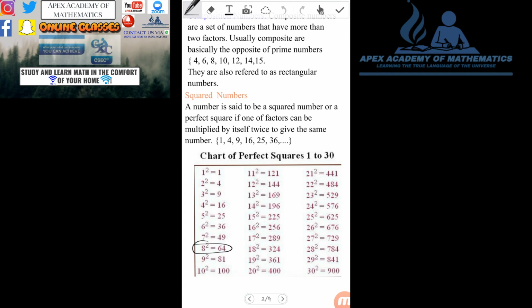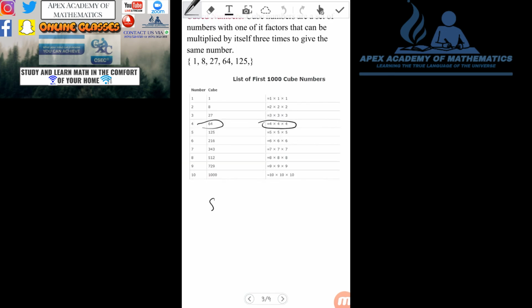All right, now I also need you to pay attention to the fact that these numbers can be expressed in different forms. Take for example the number 64. We know that 4 cubed is equal to 64, and we know that 8 squared is equal to 64. Now since we know that 8 squared is equal to 64, we know that 8 is actually 2 times 2 times 2.